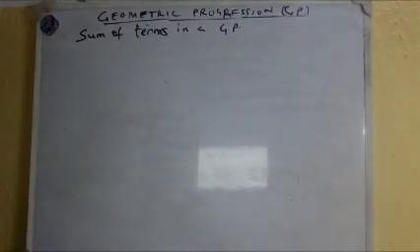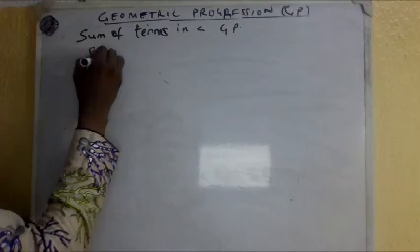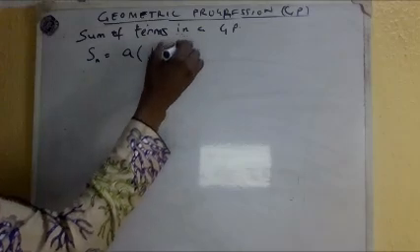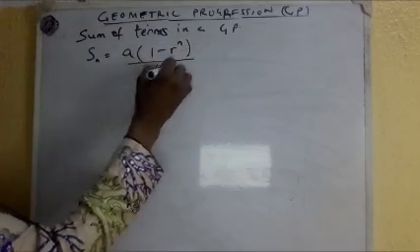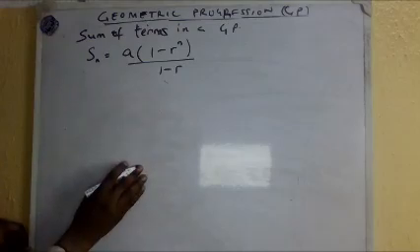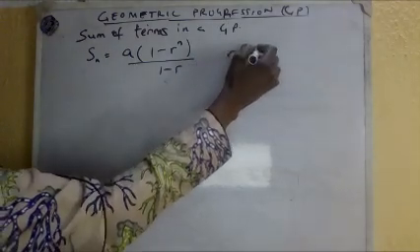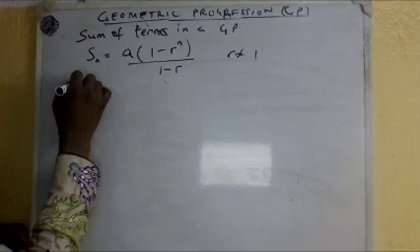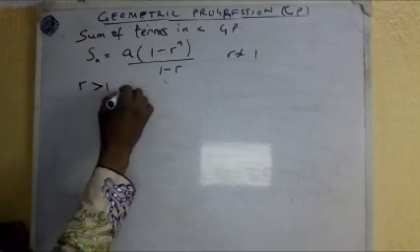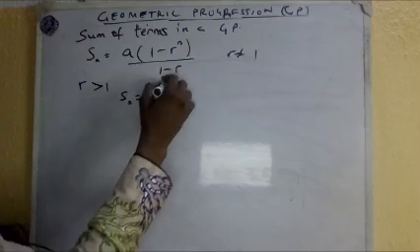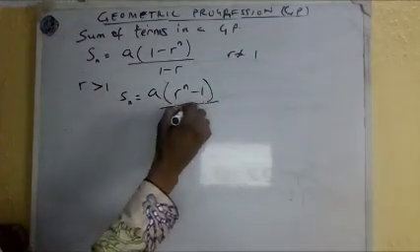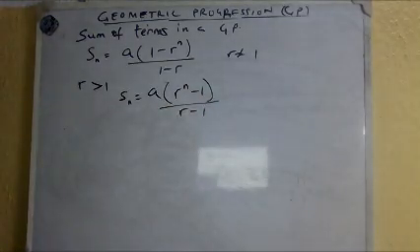Okay, so the sum of terms in a GP is given as Sn is equals to A, open bracket, 1 minus R raised to the power n, over 1 minus R. But this is if R is not equals to 0, not equals to 1. But in cases where R is greater than 1, the formula can be written as this: A, open bracket, R raised to the power n minus 1, close bracket, over R minus 1. So this is for R greater than 1.